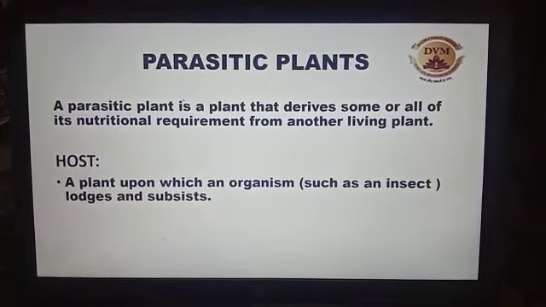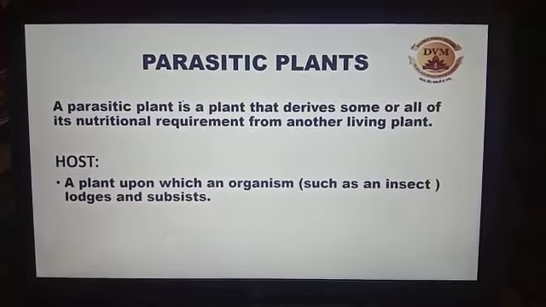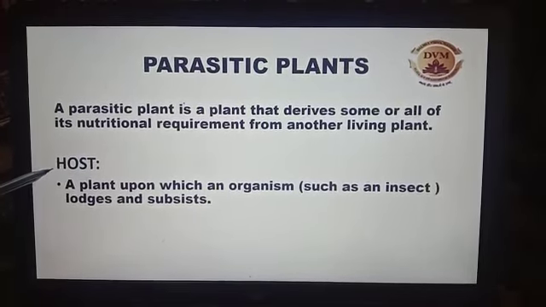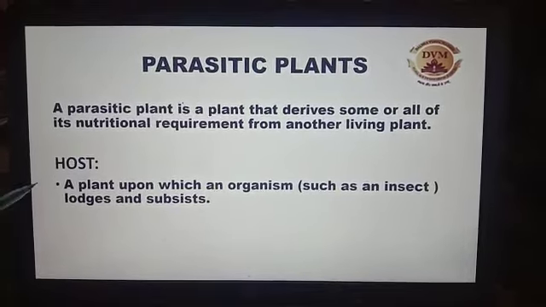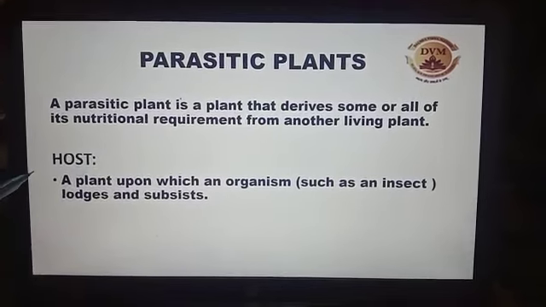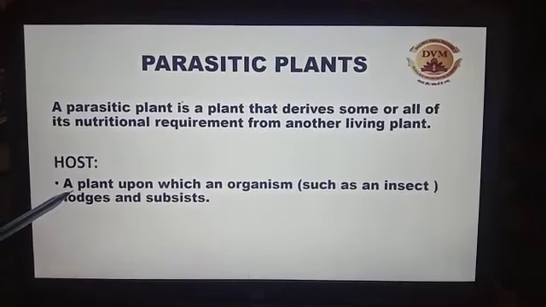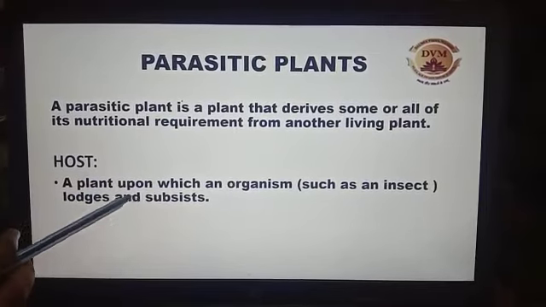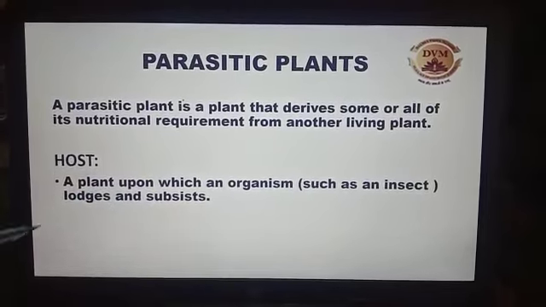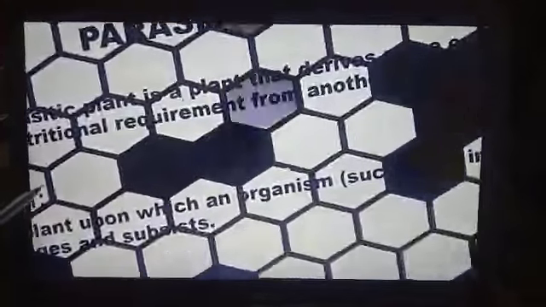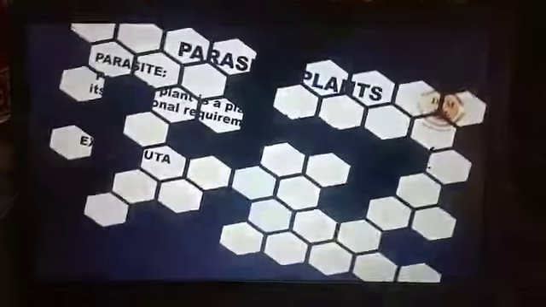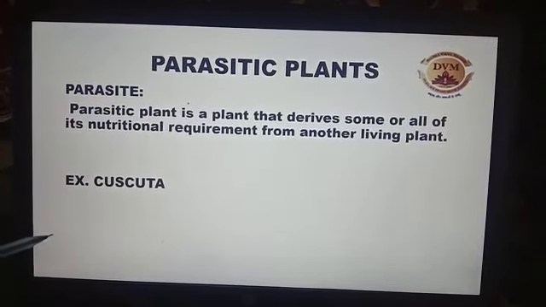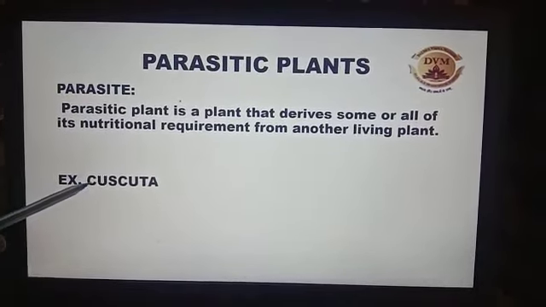The plant on which they depend for their food is called the host. Host is a very common name we have heard in terms of television programs, the person who is hosting. Here also it is the same. The plant which provides the nutrients to the other plant is called the host. And next comes the example for a parasitic plant. A very good example for a parasitic plant is the Cuscuta plant.